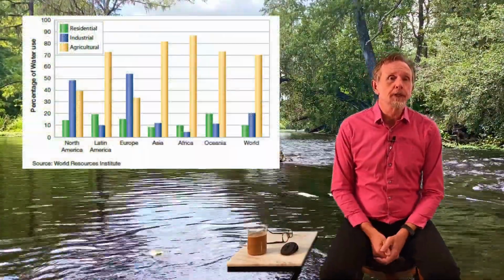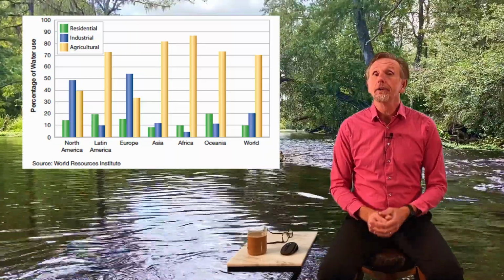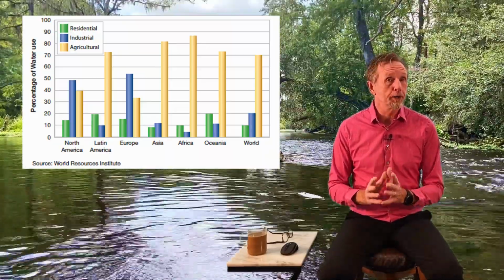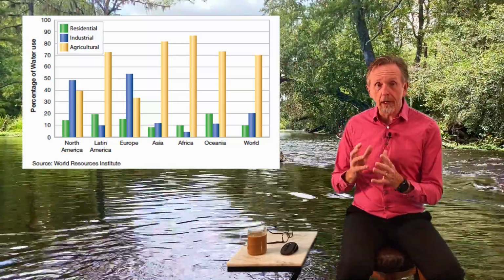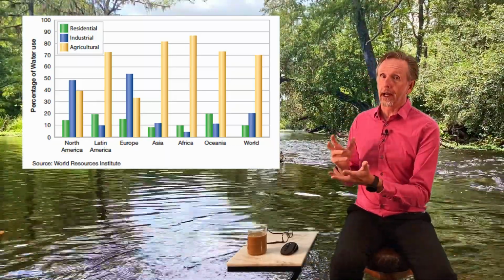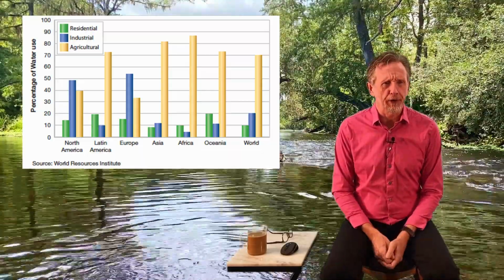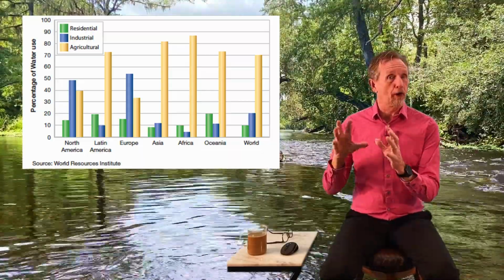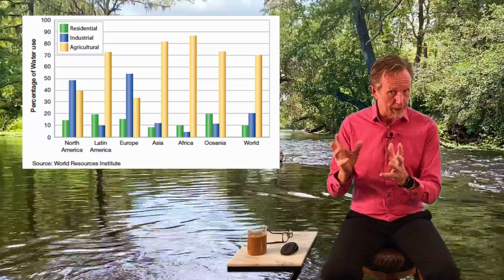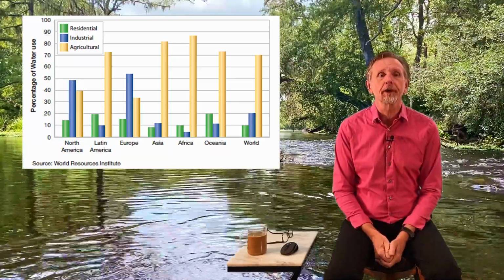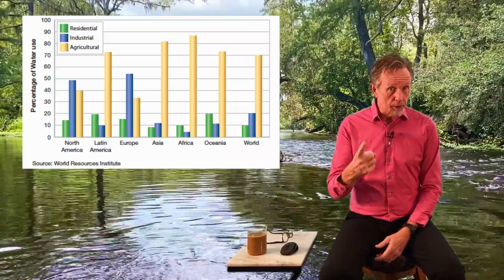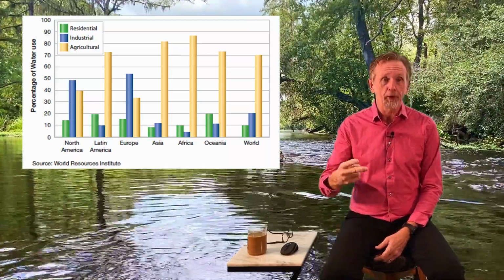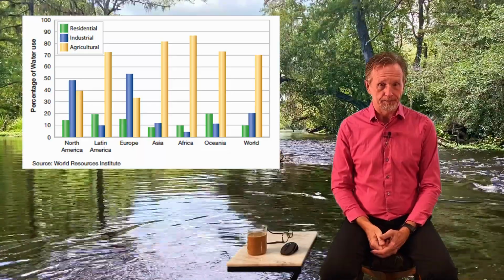If you take a look at the graph I have back here, this is our global water use. Going from the left to the right: North America, Latin America, Europe, Asia, Africa, Oceania, and the world. People often ask what's Oceania. That's an area right around Australia, New Zealand, Papua New Guinea. There are 3 main uses: residential, agricultural, and industrial.